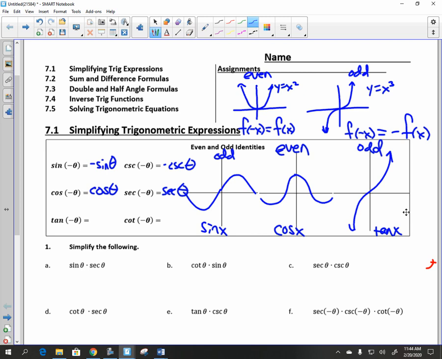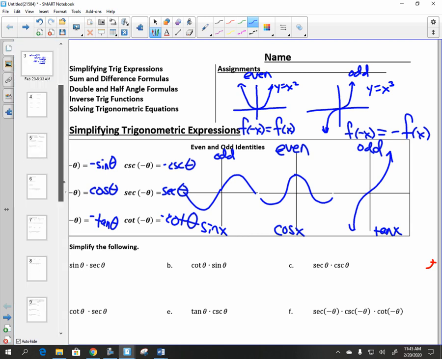Tangent of negative theta, since it's odd, the negative moves to the outside. So negative tangent theta, a negative cotangent theta. There's going to be some point where you use those and you say to yourself, well, why is that true? You have to go back and rewatch a lesson, folks. Sometimes it doesn't fully click the first time you see it. But that's an excellent description of why these work out the way they do.